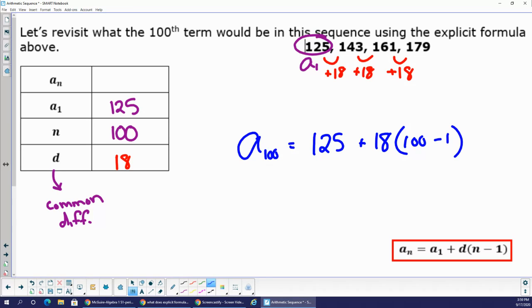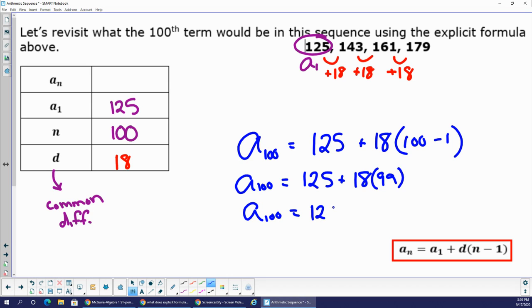All right, we can go through and we can use a calculator for this, or if you guys are super smart with your algebra skills, you can do order of operations. Right, this is going to be parentheses first gives me 99, right? And then I can go through here and do my multiplication. 125 plus, I'm going to need a calculator for this. 18 times 99 gives me 1782.